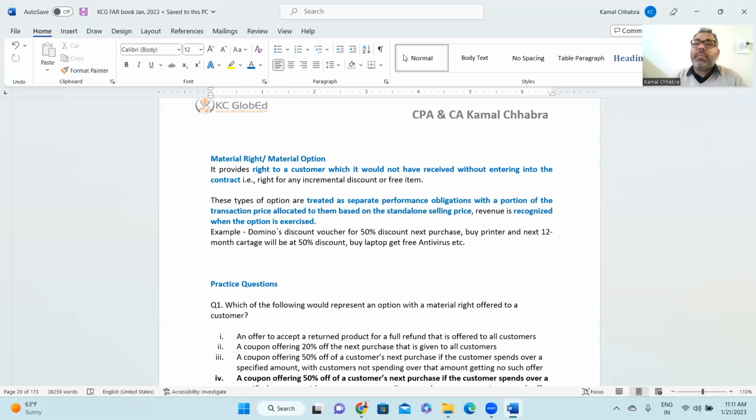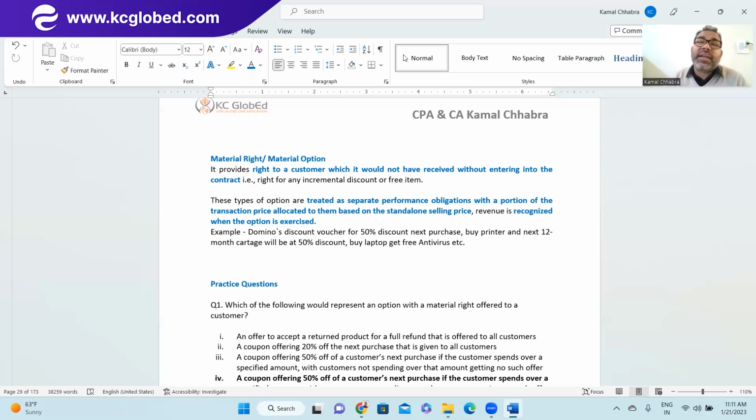That is called a material right, but a material right comes only when you have already done some previous purchases. That is what it means. So this is the difference between a discount and a material right, because a material right is considered a separate performance obligation.